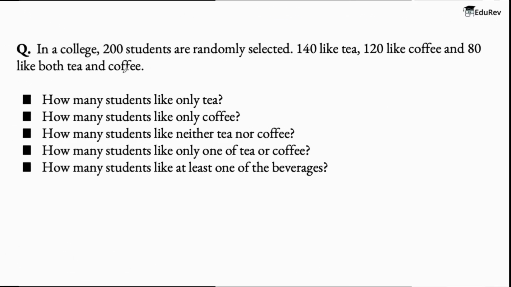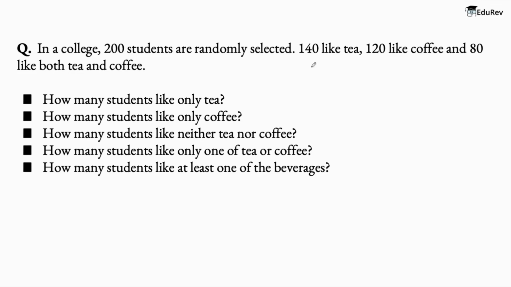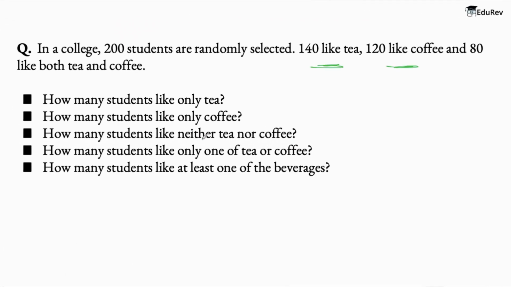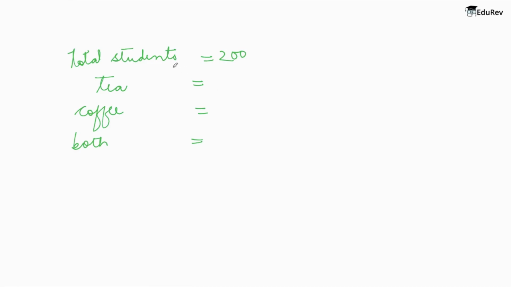Then it's asking that 140 of them like tea, 120 like coffee, and 80 like both of it. That means people who like tea, who like coffee, and who like both. So I guess for tea it was 140, then 120, and then 80.